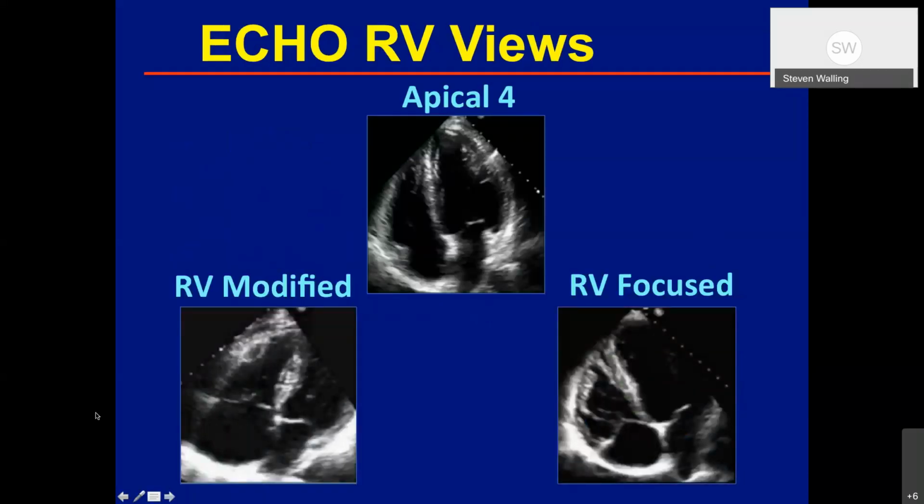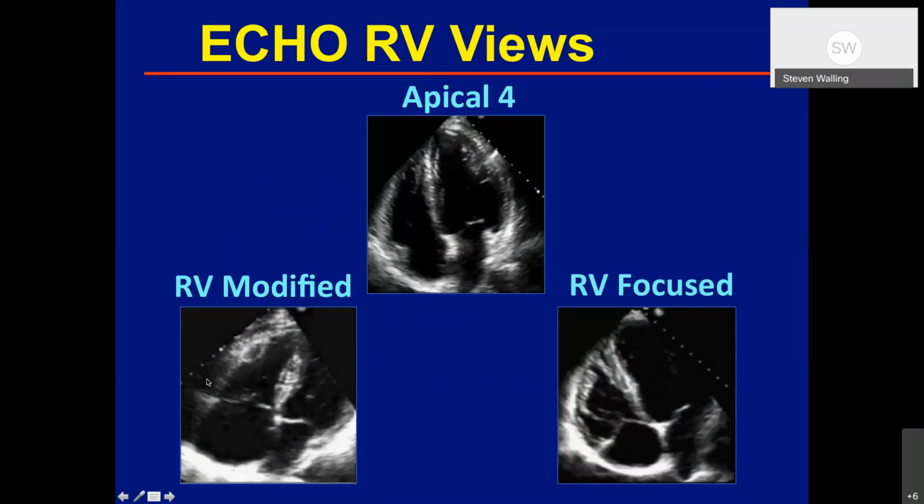I remember yesterday Steve talking about how we get the RV views. Typically we get the apical four-chamber. We always do that as a standard, and this is the view. We are mainly focused on the LV rather than the RV, so often when we read the echo, this half is cut off. But now we have two more views: one is the RV modified view, and the other is the RV focused view.